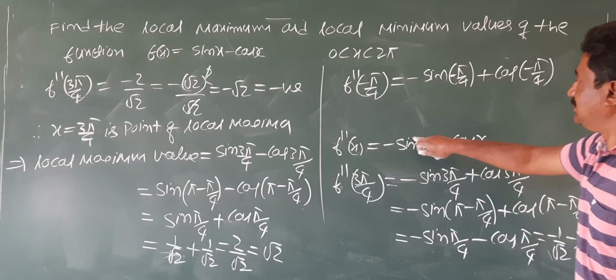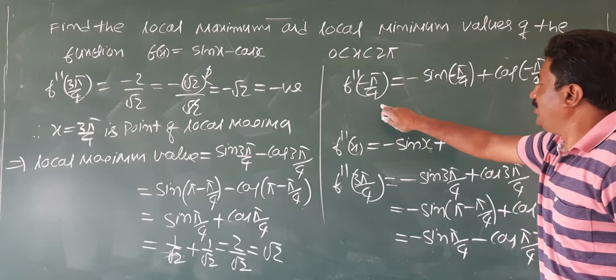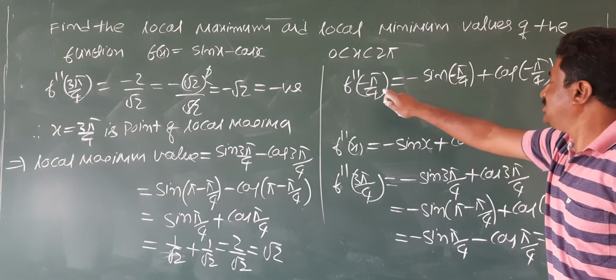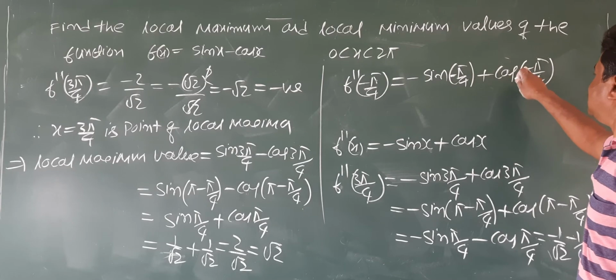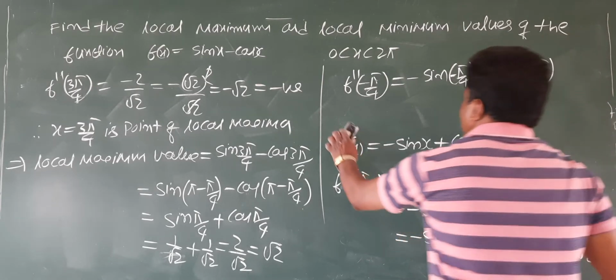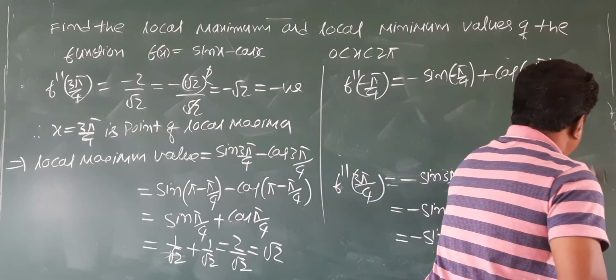X is minus pi by 4. Put x is equal to minus pi by 4. Minus sin minus pi by 4 plus cos minus pi by 4. So right there.